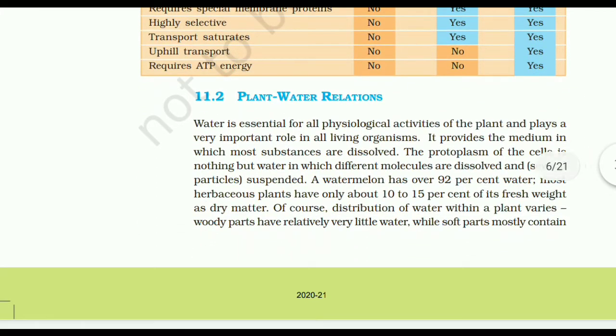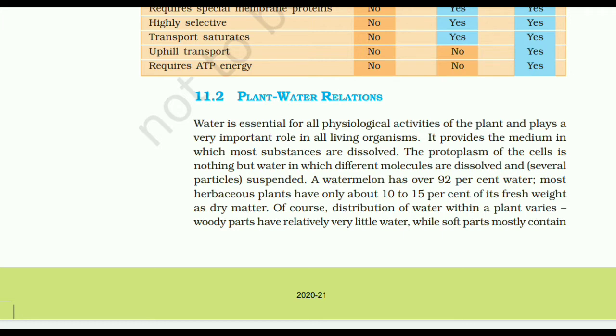11.2 Plant-water relations. Water is essential for all physiological activities of the plant and plays a very important role in all living organisms. It provides the medium in which most substances are dissolved. The protoplasm of the cell is nothing but water, in which different molecules are dissolved and suspended. A watermelon has over 92% water. Most of the herbaceous plants have only about 10 to 15% of their fresh weight as dry matter.